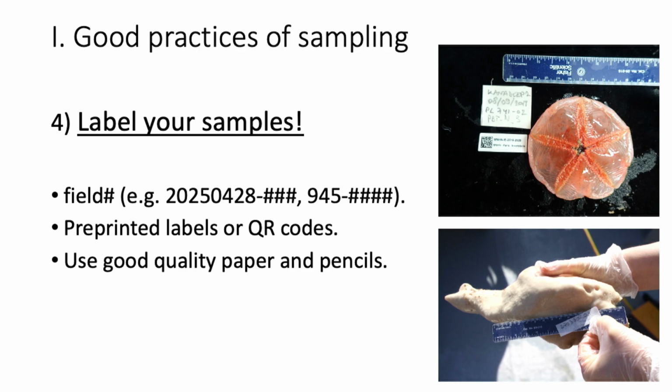Label your samples always from the very start, from the moment you collect it. You can use a field number, you can use pre-printed labels. A lot of people now are using QR codes, pre-printed QR codes, as you can see here on the pictures. Please use good quality paper, what we call archival paper that is a bit thicker, and pencil. Pencil will survive if you put it in ethanol or in other types of fixation. So pencil is always the best. Avoid pens or ink.